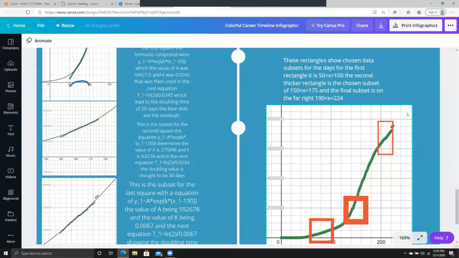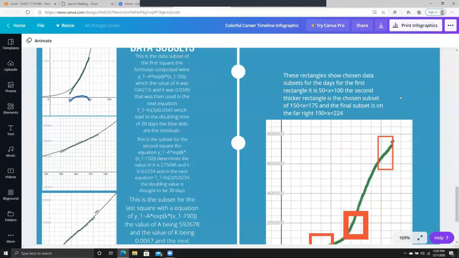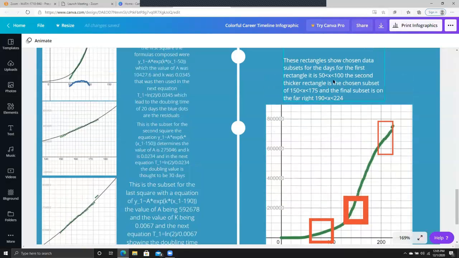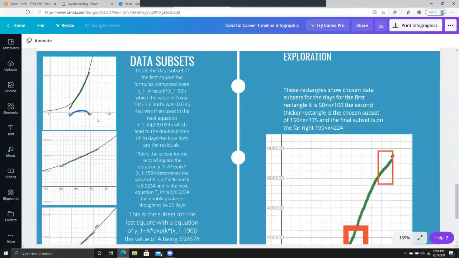Okay. So you have your three subsets: the first is from day 50 to 100, the second is listed up here in this paragraph, 150 to 175, and the last one was 190 to 224. Okay. And then here's each of the subsets. I accidentally included residuals for the first one. So that's why there's a bunch of blue dots here.